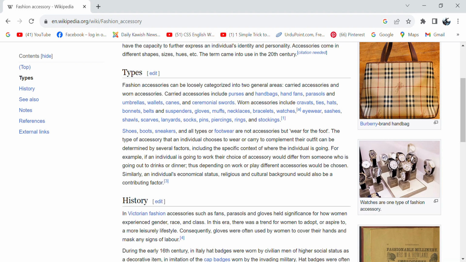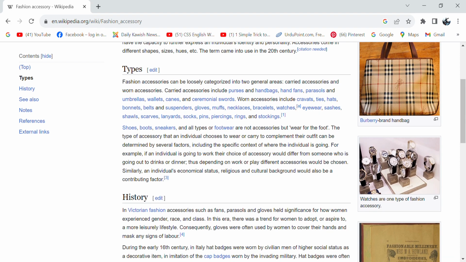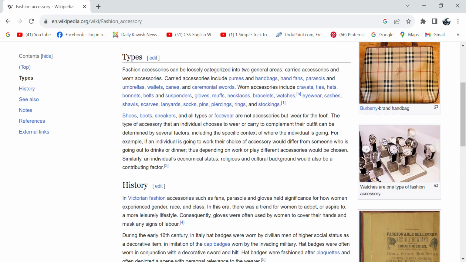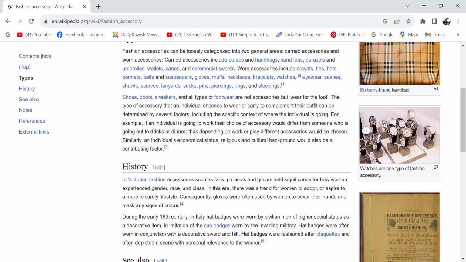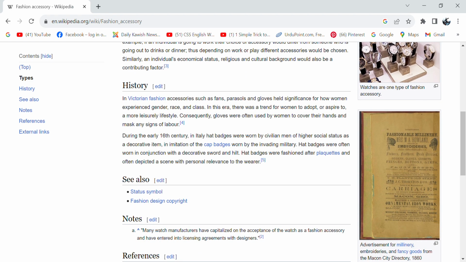The type of accessory that an individual chooses to wear or carry to complement their outfit can be determined by several factors, including the specific context of where the individual is going. For example, if an individual is going to work, their choice of accessory would differ from someone who is going out to drinks or dinner. Thus, depending on work or play, different accessories would be chosen. Similarly, an individual's economic status, religious and cultural background would also be a contributing factor.